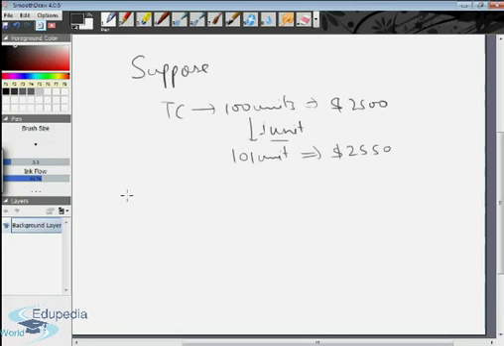Thus, if we want to calculate the marginal cost, it will be equal to the total cost of producing n units, that is 101, minus the total cost of producing n minus 1 units, that is 100 units, which will be equal to $50.